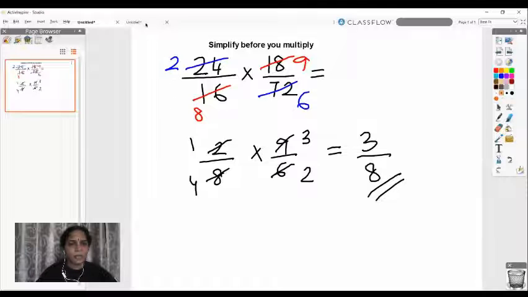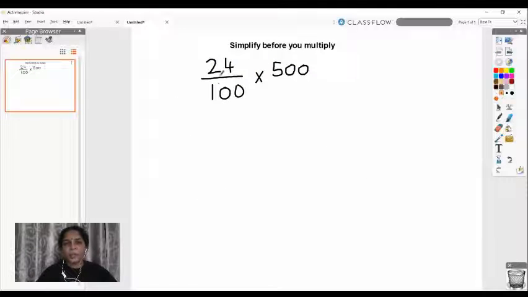Let's take one more example and show you. Now, what if you have a multiplication like this? One fraction, one whole number. Now, can we use the simplify before you multiply method for this? Of course you can. But some students get confused whether this 500 is a numerator or a denominator. Sometimes they start cancelling the 500 with the 24. Understand that every whole number is a fraction with a denominator 1. You can visualize this or actually write it also.